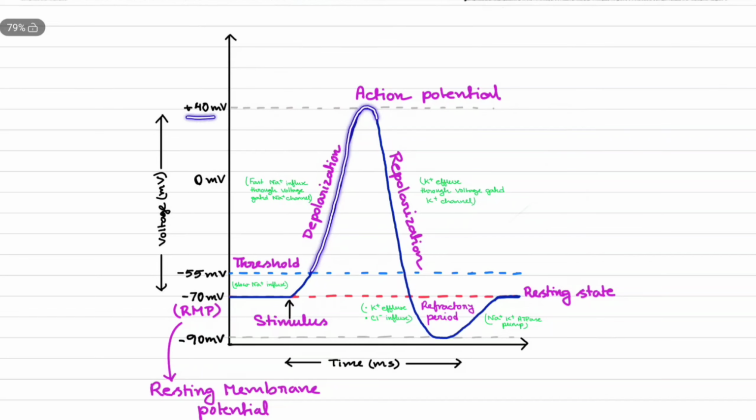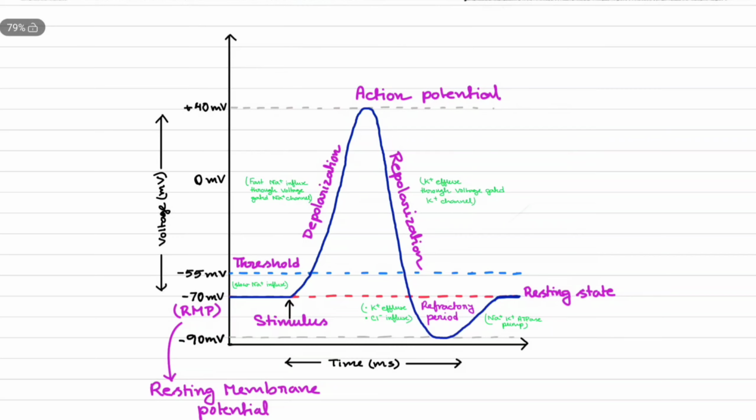It comes up to plus 40 millivolt. Now, at plus 40 millivolt, all the sodium channels get closed and the potassium channels get opened. Due to this, the potassium gets out from inside the axon to outside and the curve goes down rapidly to minus 70 millivolt. Now, at minus 70 millivolt, all the potassium channels are not able to close simultaneously. Due to this, more K plus efflux occurs, and with it also the chlorine ion influx occurs, which causes the potential to decrease up to minus 90 millivolt.